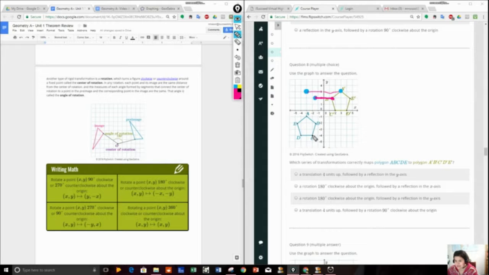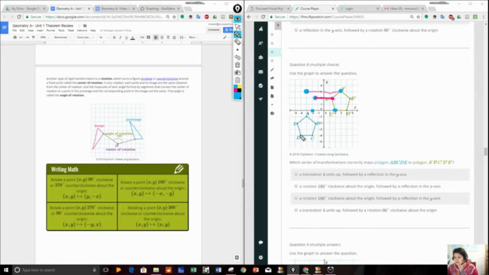So let's check C, 4 units up. 1, 2, 3, 4. That's where the 4 units up would be. And I'm going to check the distance. So from the y-axis to the left, to where that translation up 4 units is, 1, 2. It's 2 units to the left, so now I'm going to reflect it to the other side. It should be 2 units on the right, and it lands right there.